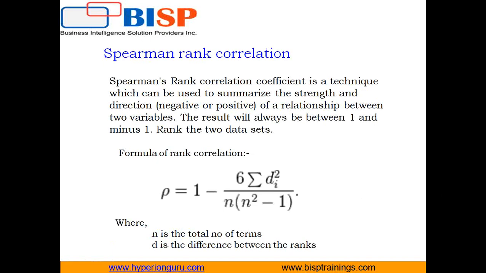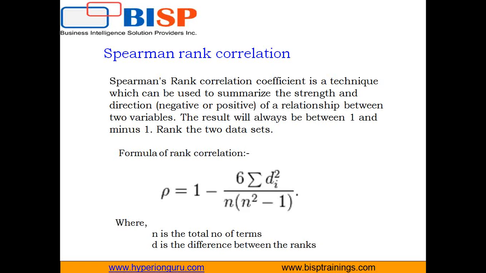When data is not normally distributed or when the presence of outliers gives a distorted picture of the association between two random variables, the Spearman's rank correlation is a non-parametric test that can be used instead of the Pearson's correlation coefficient.